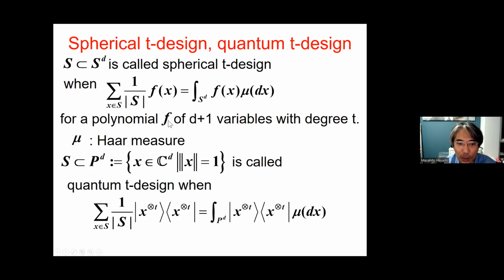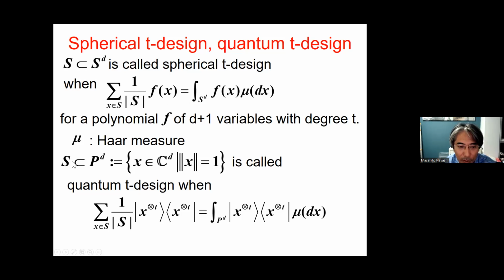And we consider that polynomial. And we take the uniform distribution on the subset S. The expectation under that uniform distribution is equal to the expectation under the Haar measure. So this equation holds for any polynomial with degree t. In that case, that subset is called a spherical T design.